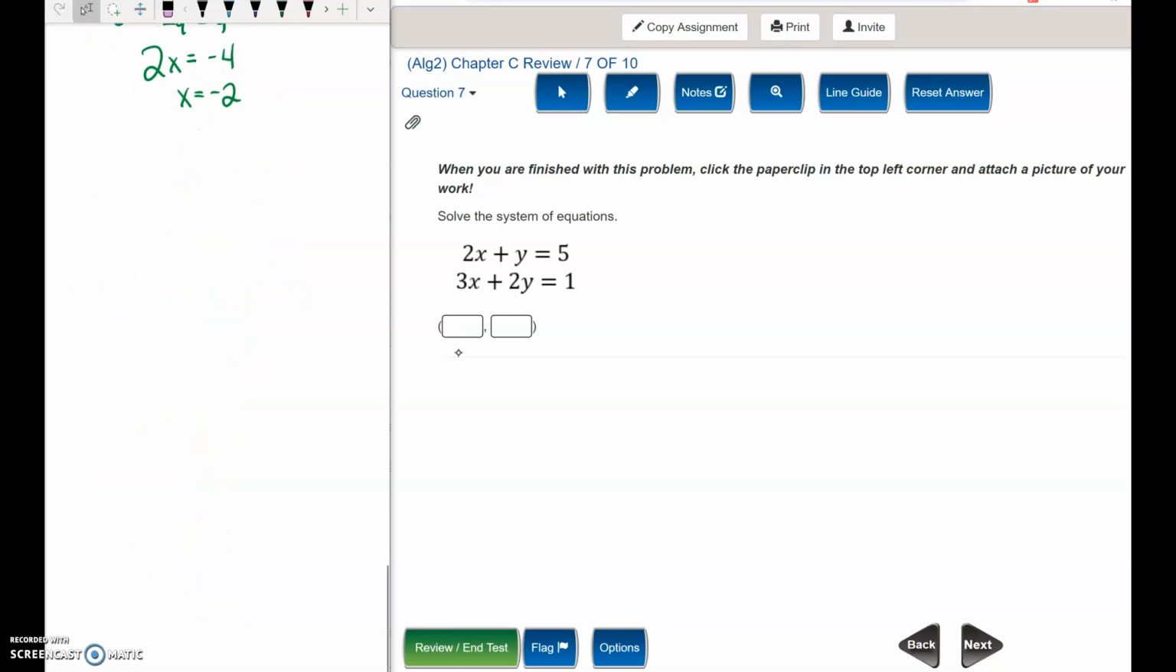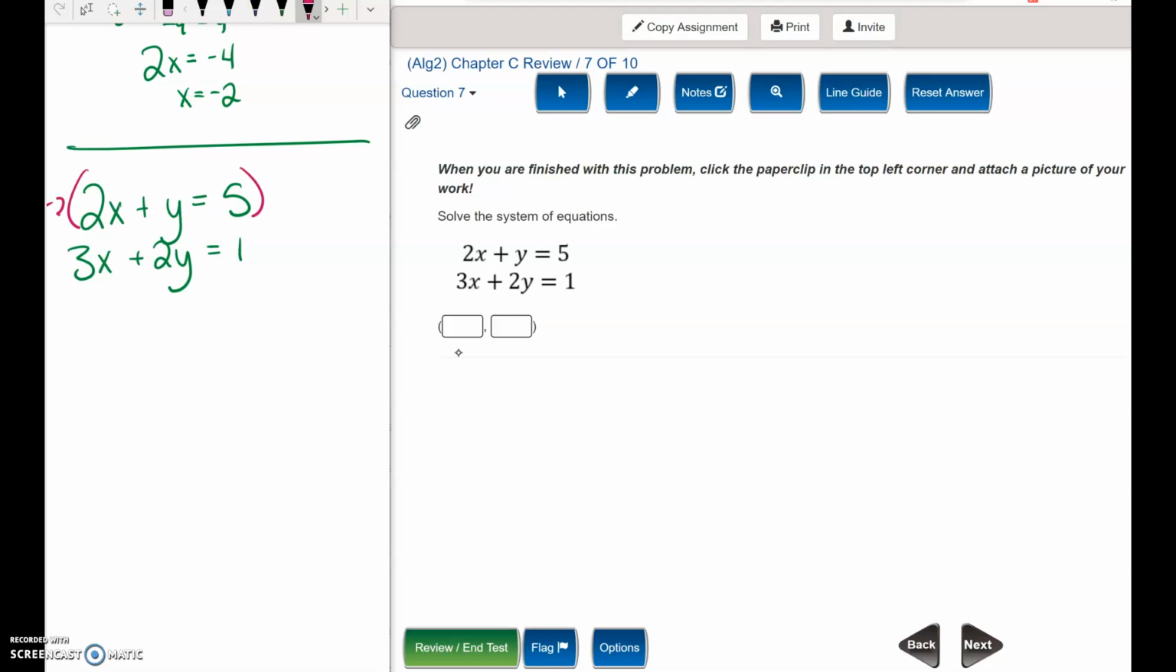Here's the last one that you need to show your work on. So this time, I think my goal is going to be to get my y's to eliminate. You could also do this one by substitution. So if you prefer substitution, do substitution. I'm going to multiply the top by negative 2. So I will have negative 4x plus negative 2y equals negative 10.